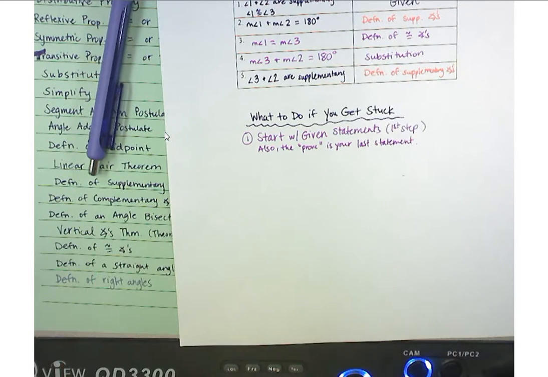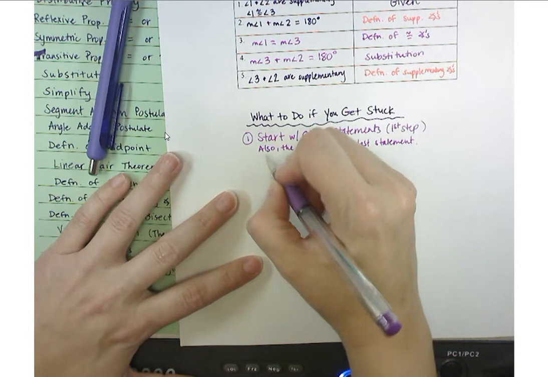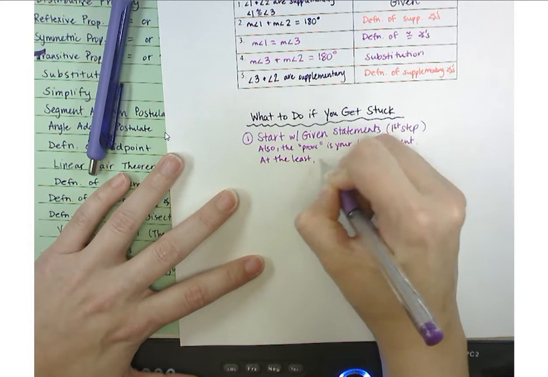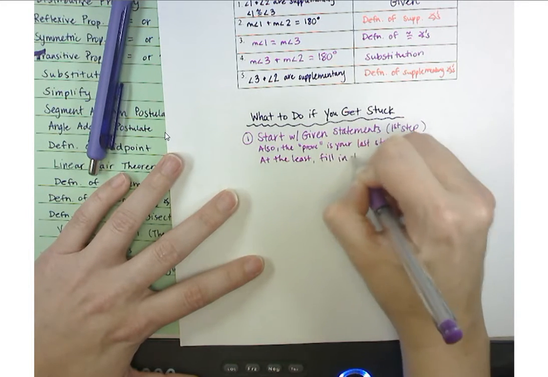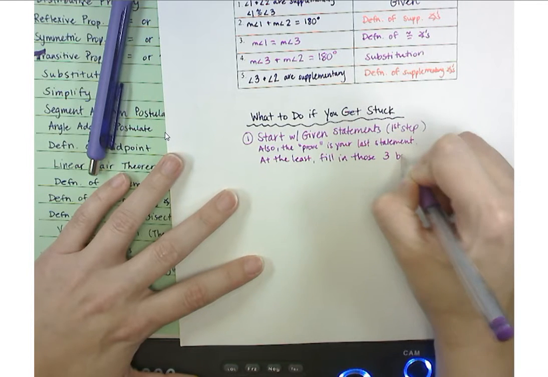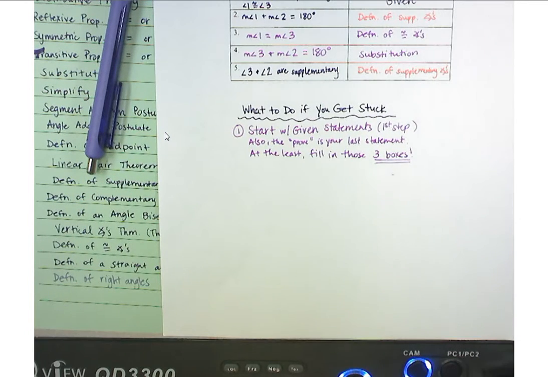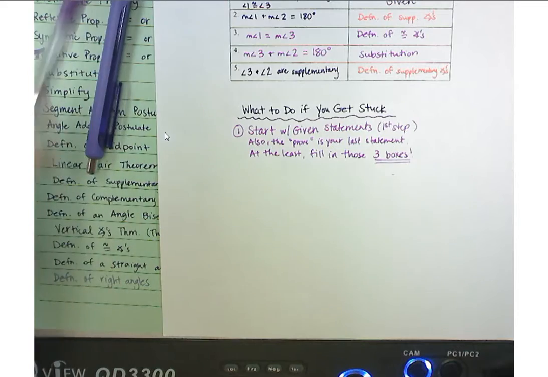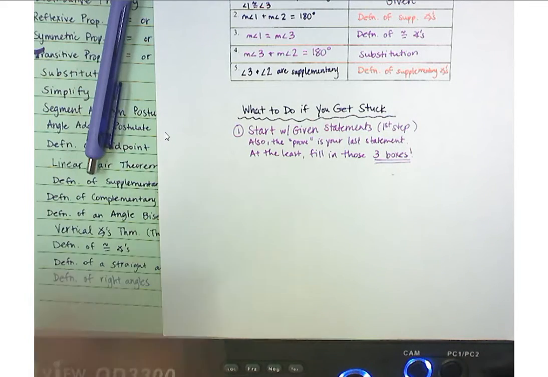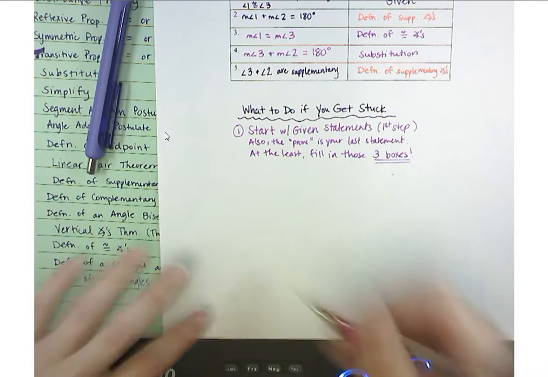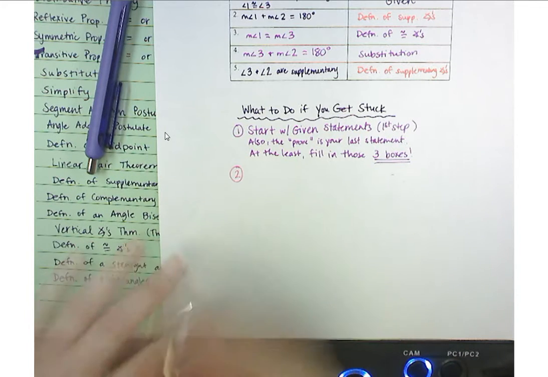Okay, so remember I said you should know those 3 boxes right away. At the very least, you're going to fill in those 3 boxes. We'll add that too. At the least, fill in those 3 boxes. So I should never just see it blank. At the very least, you have those 3 boxes filled in. And with a lot of them that you're doing today, they're going to have some of the steps filled in for you as well. What's another resource you could look at if you get stuck?